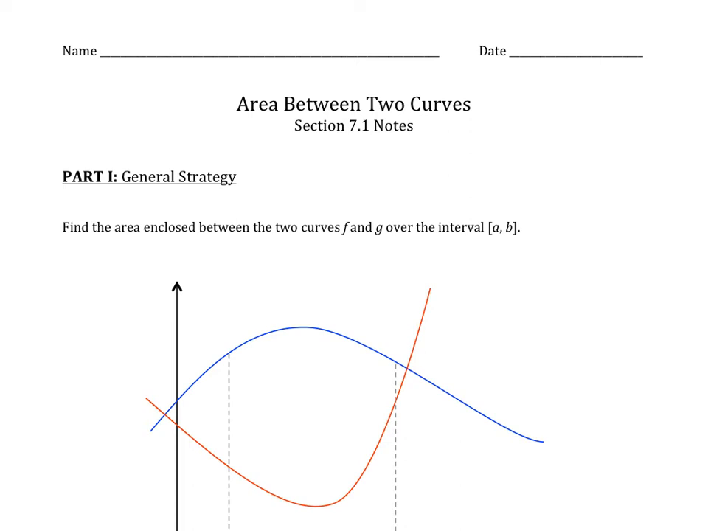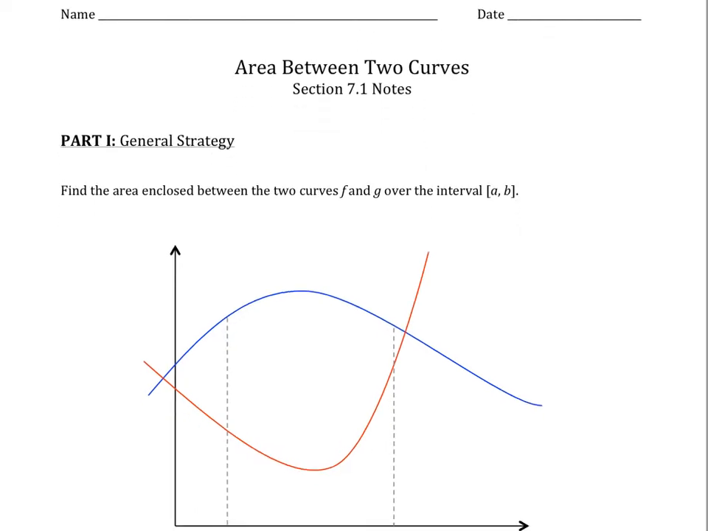So, chapter 7 brings us to applications of integration. Some of them are going to feel a little bit more application-y than others. I feel like 7.1 is kind of pretty straightforward. Area between two curves. The good news is, it works exactly like you think it should work.